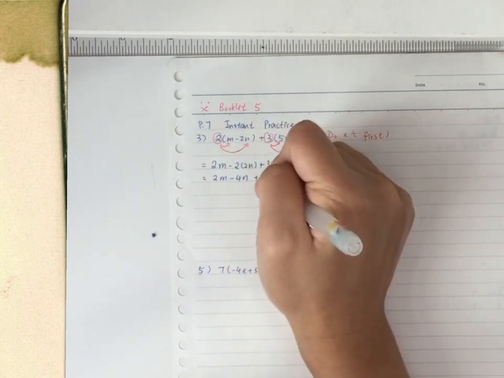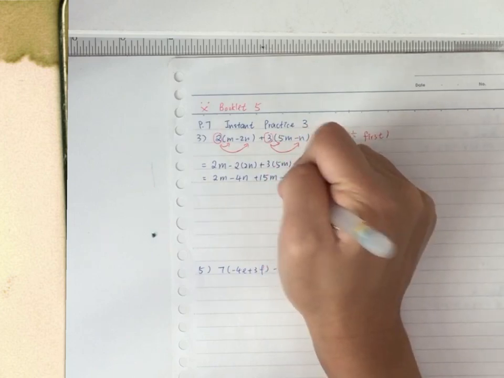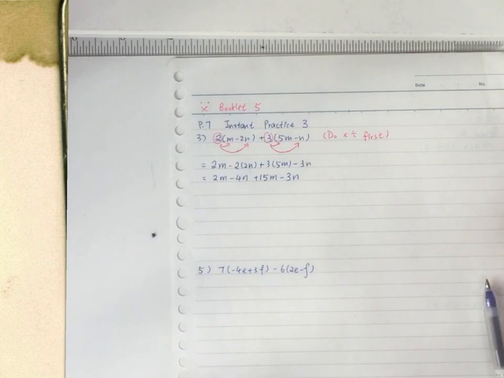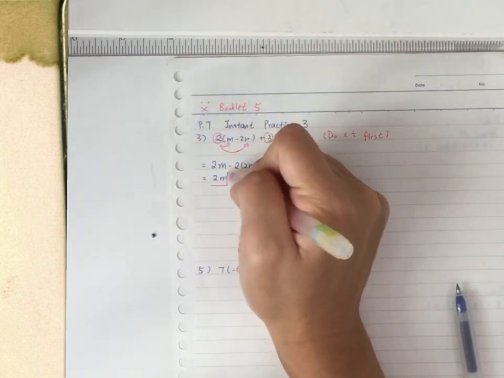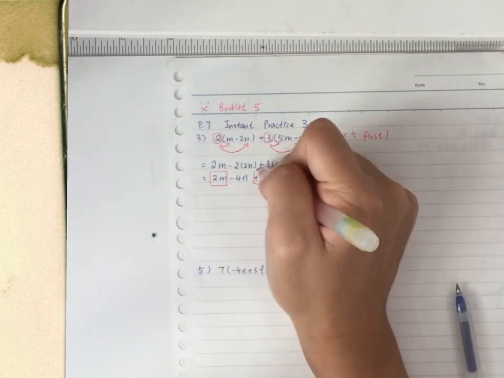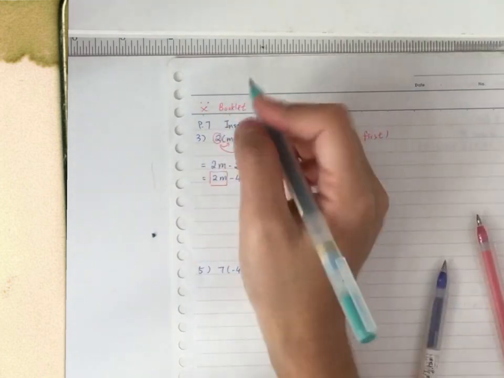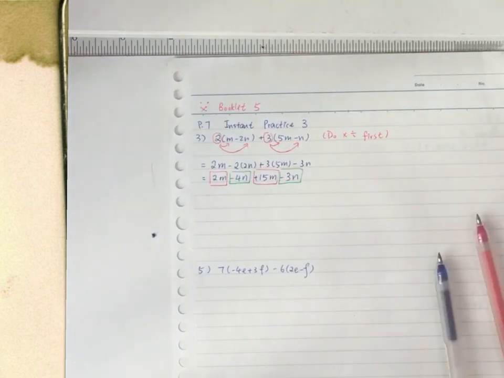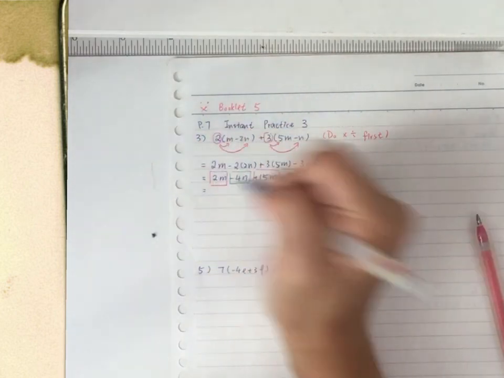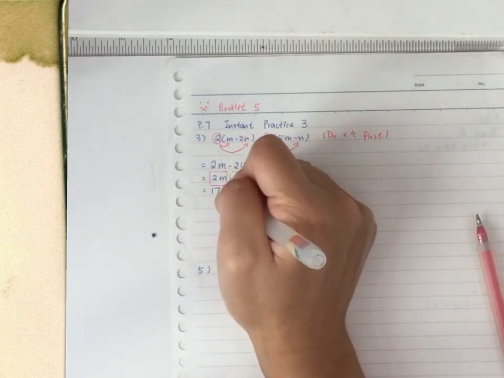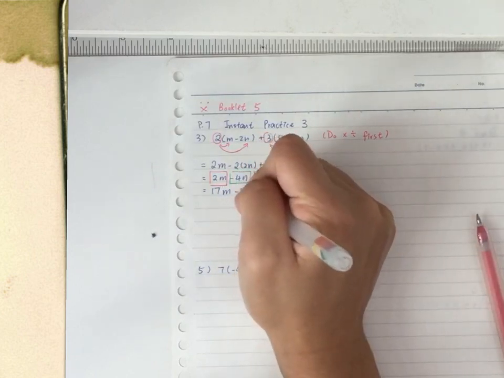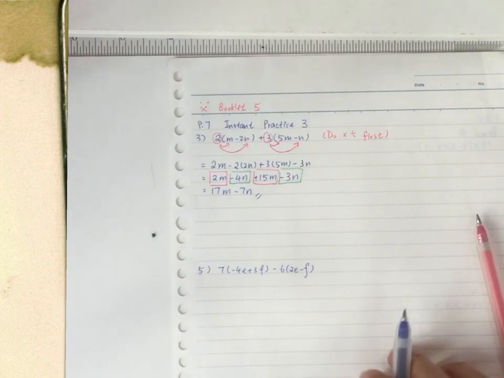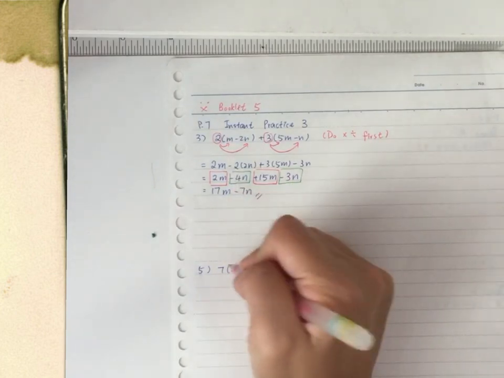So after we calculate the multiplication, we need to handle it one by one, simplifying each term like this. And right now we need to see the like terms: 2m and 15m are like terms, and also negative 4n and negative 3n. As a result, we get 17m and minus 7n at last. Right now we don't have any like terms, so it is done.